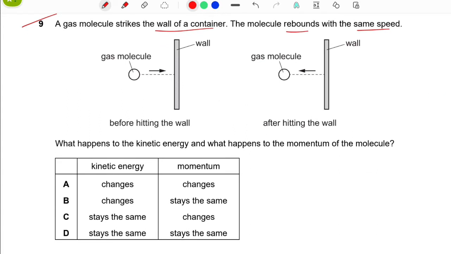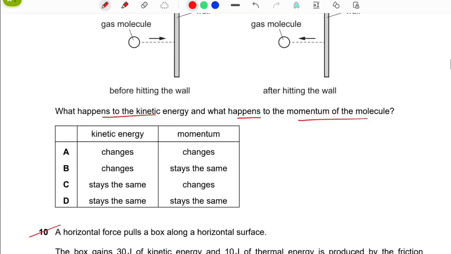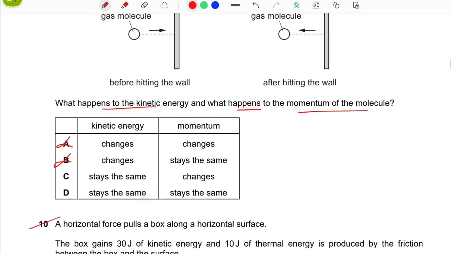And now what they have asked further is what happens to the kinetic energy and what happens to the momentum of the molecule. See guys, I didn't even read the question, and we have already solved half of the question, because I just said the energy will be conserved, so the kinetic energy won't change at all. So option A and option B are already eliminated, and 50% of your work is done over here.